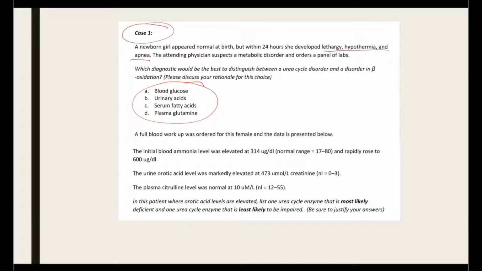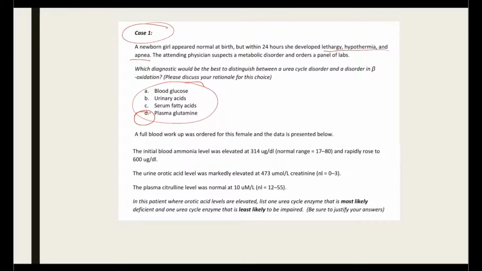So my four choices for the panels are blood glucose, urinary acids, serum fatty acids, and plasma glutamine. I believe that plasma glutamine would be the best panel to utilize. If there was something wrong with the urea cycle, then the glutamine levels wouldn't be normal. But if there was something wrong with beta oxidation, however, then these levels would appear normal. So this test would allow one to determine if there was a disorder with the urea cycle or if there was a disorder with beta oxidation.